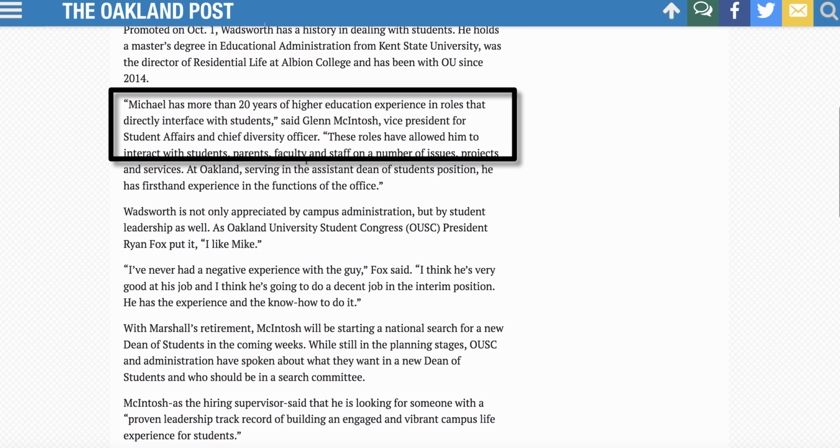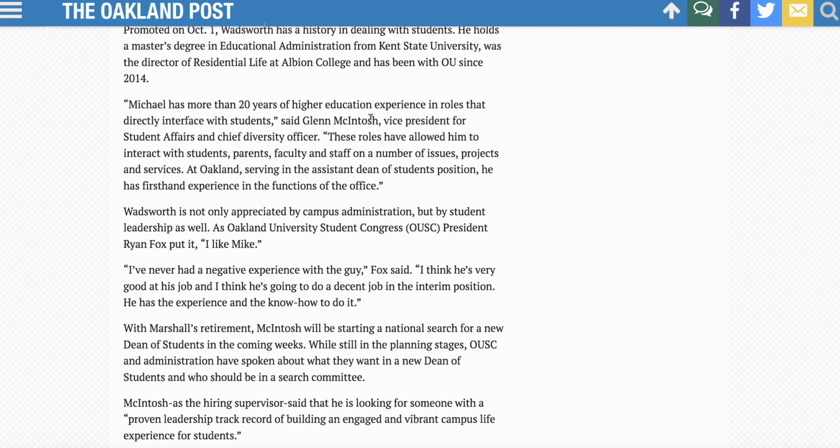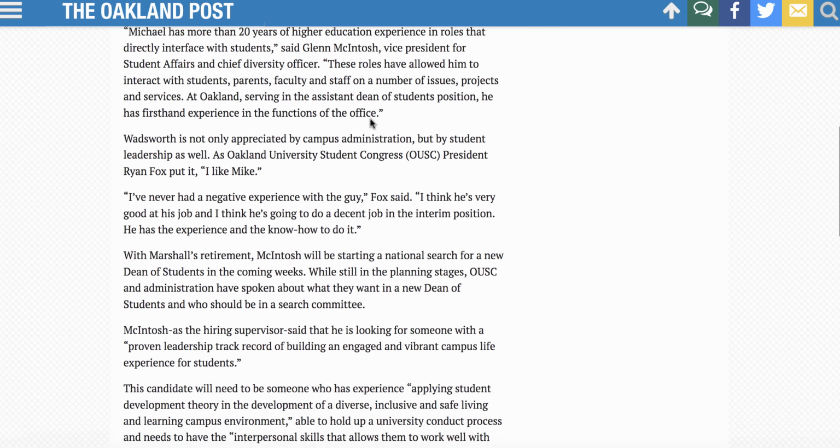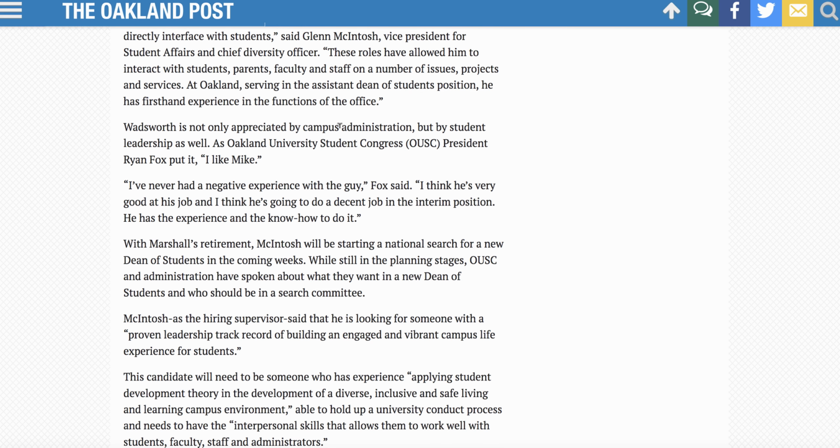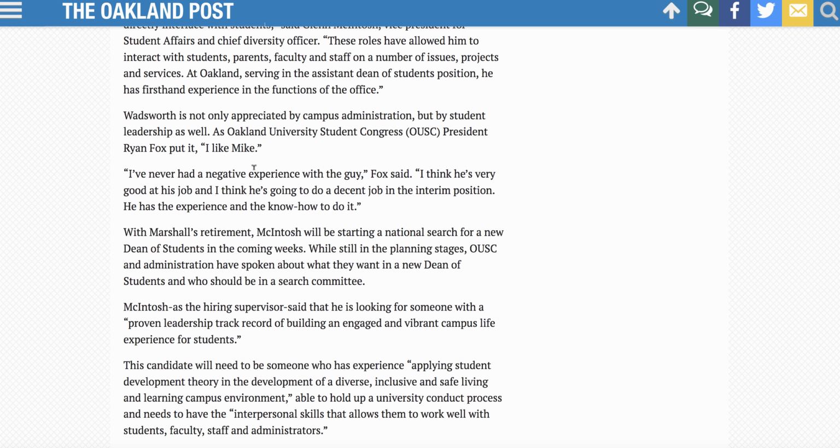Then we have a quote from Glenn McIntosh. The community of Oakland University will recognize his name, and he basically endorses the choice of the hire. He's not only appreciated by campus, but then by students. So we have one endorsement here, high credibility source. We go to Oakland University Student Congress President. Again, a very credible source for our student body reading this newspaper.